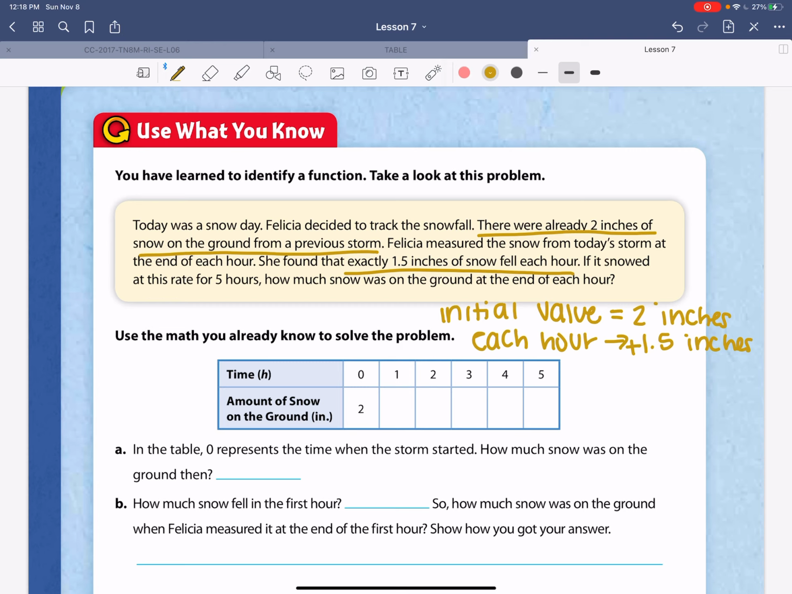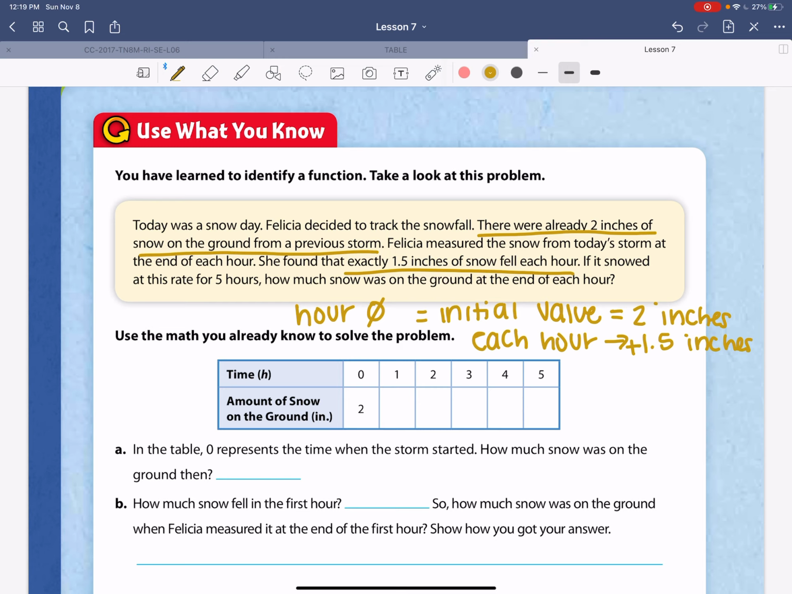So we have this table, we need to fill it in. We have time at the top in hours and the amount of snow on the ground in inches at the bottom. So in hour 0, we had 2 inches. And the 2 inches matches up with our initial value. So we figure out that initial value means, if we're talking in time, that's our hour 0. So that's what we start off with. We started off with 2 inches.